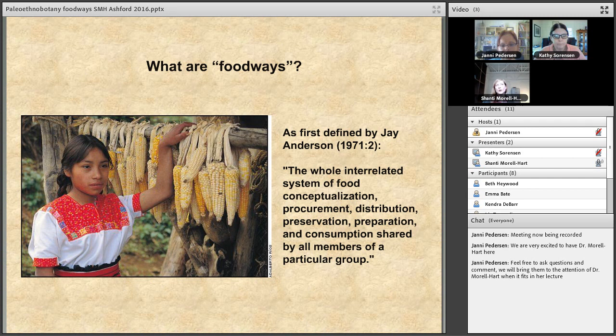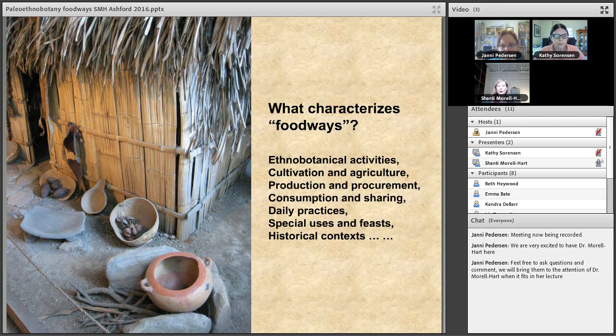So what are foodways? I'm borrowing here from the definition given by Jay Anderson, who was actually in folklore, not an archaeologist, when he described it in 1971 as the whole interrelated system of food conceptualization, procurement, distribution, preservation, preparation, and consumption shared by all members of a particular group. This is a pretty good working definition to go with.